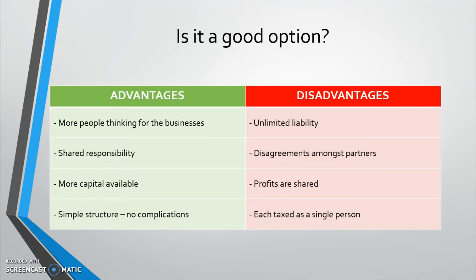However, there is a very big disadvantage that some partnerships may take as a huge disadvantage, others may not consider it that much, which is that each partner needs to be first registered as a sole prop and then come together as a partnership. So they need to come up with a partnership name, a business name for the partnership, register as a partnership, but individually each partner needs to be first registered as a sole proprietor, and that's how they are taxed.